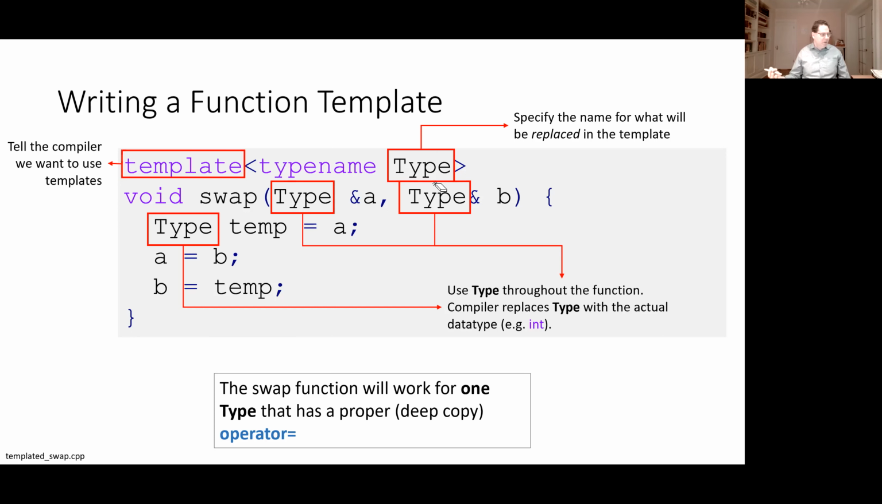It'll say, I can't use this recipe because the type that you're trying to use it with does not have the required features, doesn't have this operator equal. Does that make sense?